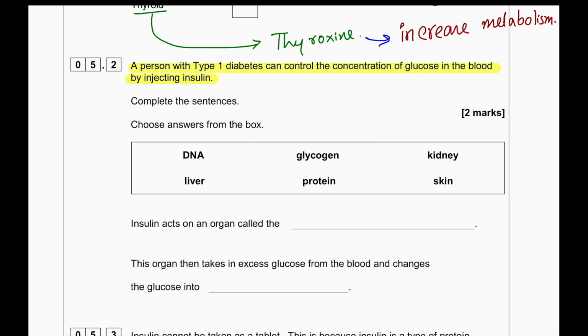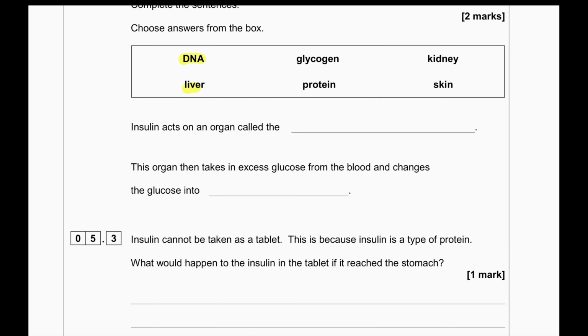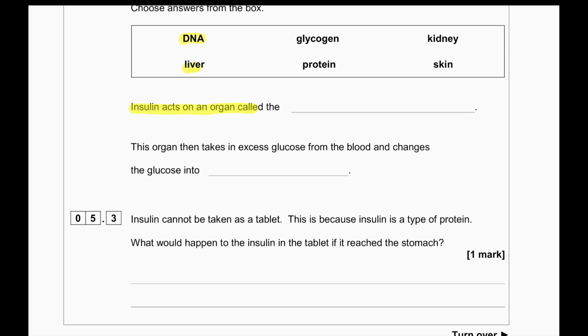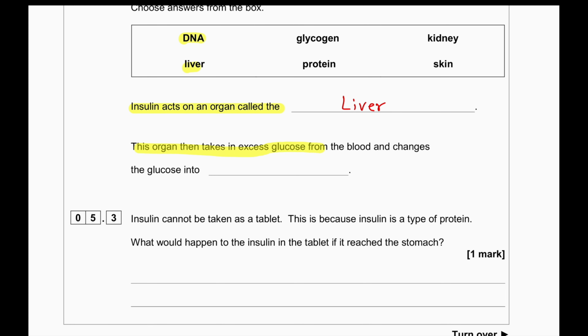So here are a few options to fill in the blanks. Insulin acts on an organ called the liver. Insulin always acts on liver and muscles. So what does insulin do? This organ then takes in excess glucose from the blood and changes the glucose into glycogen. So insulin works on glucose, and basically in liver and muscle cells converts it into glycogen.